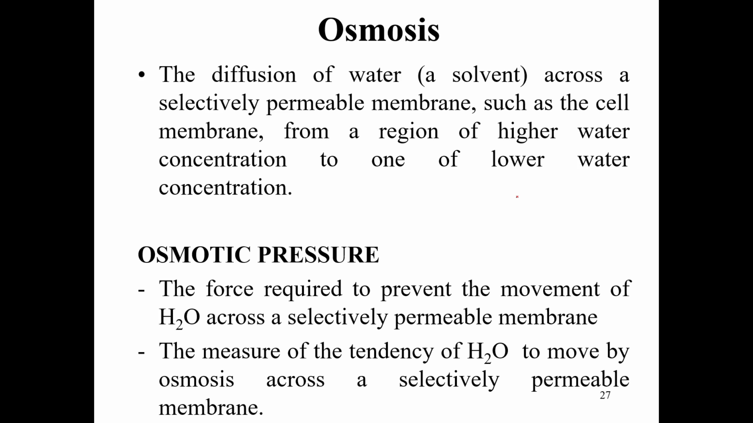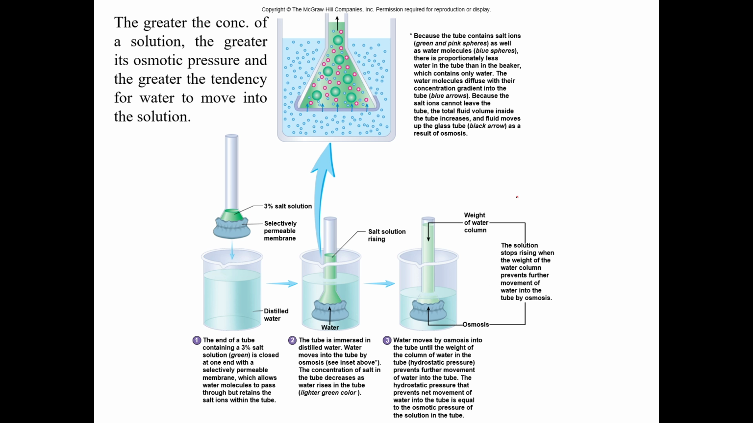Next, we have osmosis. So osmosis is diffusion of water, a solvent, across a semi-permeable membrane, such as the cell membrane, from a region of higher water concentration to a region of lower water concentration. It relies on osmotic pressure, which is the force required to prevent the movement of water across a selectively permeable membrane. The measure of the tendency of water to move by osmosis across a selectively permeable membrane. So the greater concentration of a solution, the greater its osmotic pressure, and the greater the tendency for water to move into the solution.